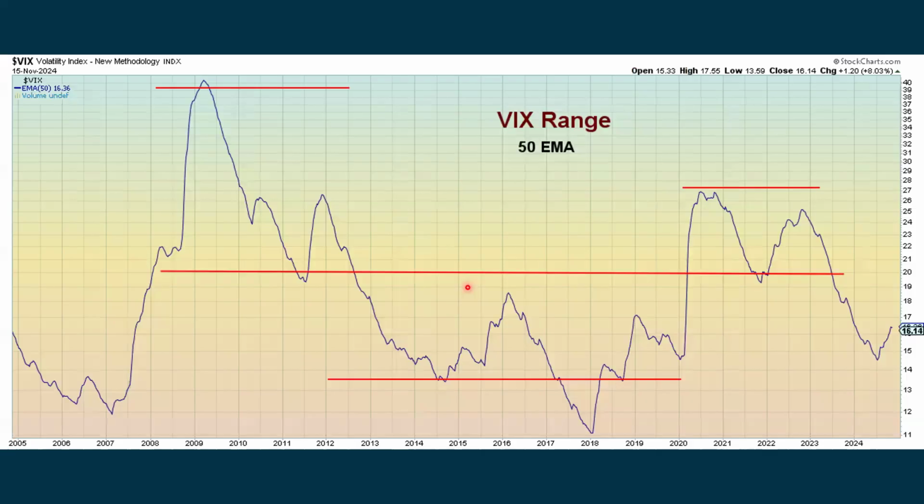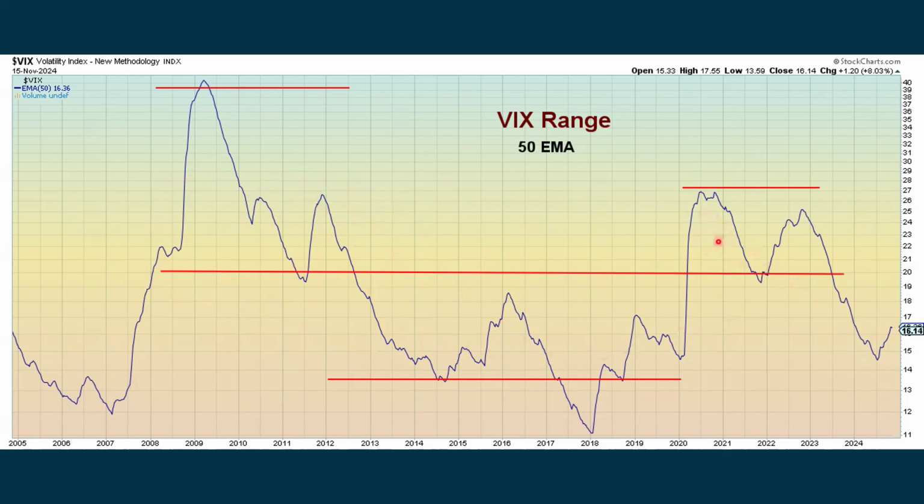Okay, the first chart that we look at, I only show in this video, and this is a chart of the VIX, but that's turned invisible. Over top of the VIX is a 50-period exponential moving average, and this gives us the range. And typically when we're going down, the VIX goes up into a higher range. When we're going up, the VIX goes into a lower range.